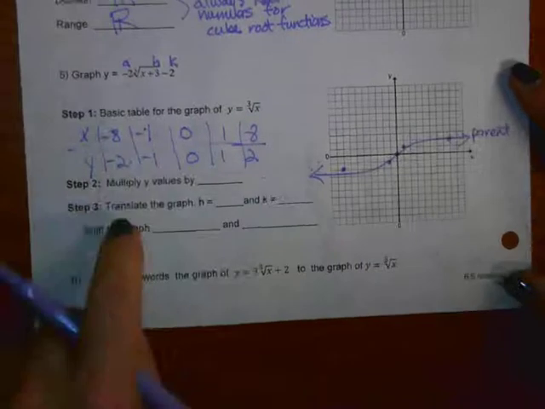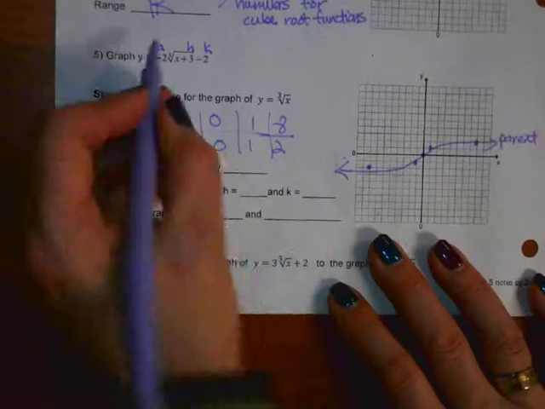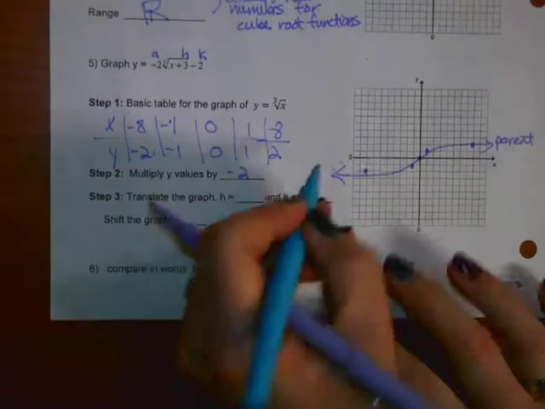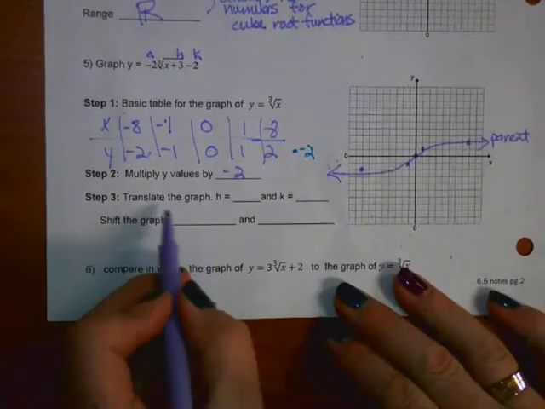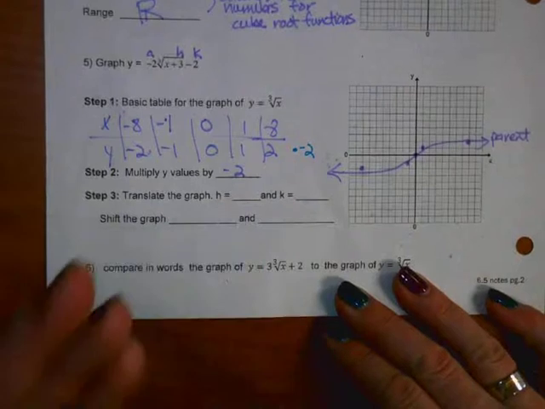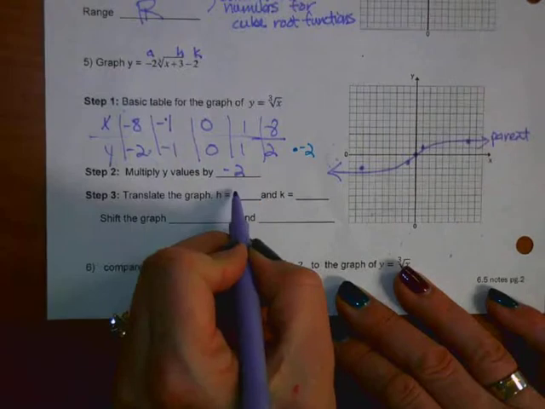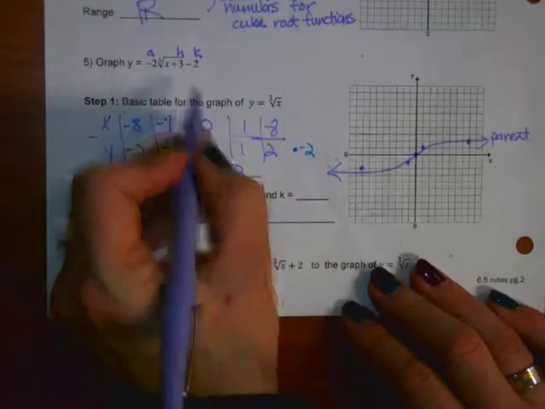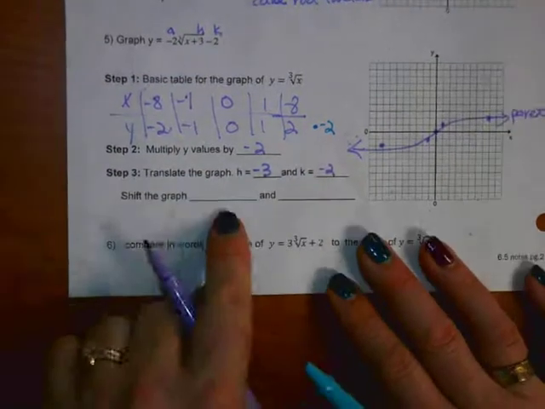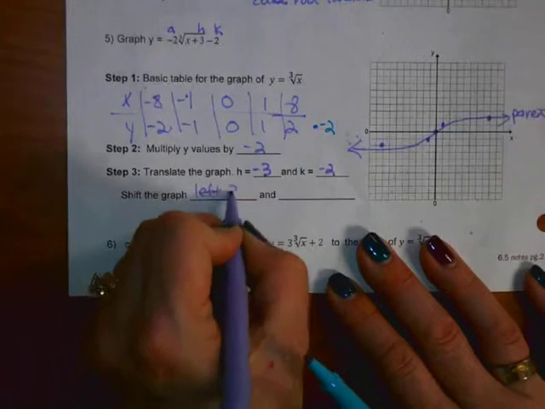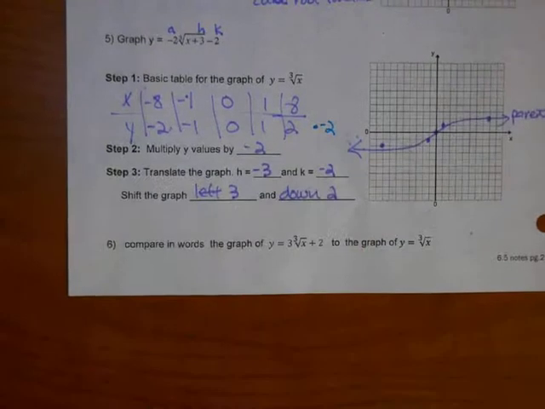Now let's see what happens to it when we consider all these things that happened here. So you multiply the y values by -2. So I'm going to write times -2. Translate the graph. So horizontally we're translating it. If this became a positive, that means it was a -3 that went in there. So we're going -3. And this is a -2, which means it went down 2. K is -2. So we shift the graph left 3 and down 2.